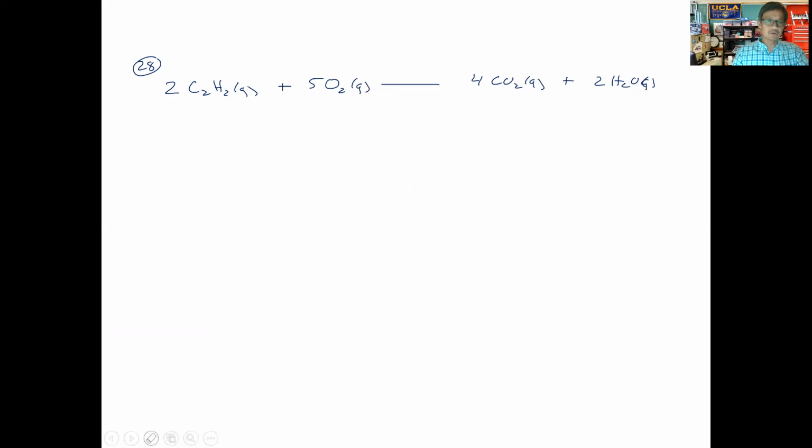And like I said, what you always want to do is make sure you write down what you're given. Okay, so let's go ahead and list what we're given. We're told that we're starting out with 2.40, and make sure you make note of this, moles of acetylene and 7.40 moles of oxygen. And what they're asking us to solve for is how much water will form when this reaction is run.